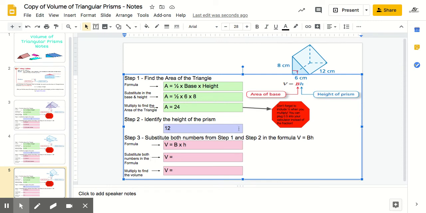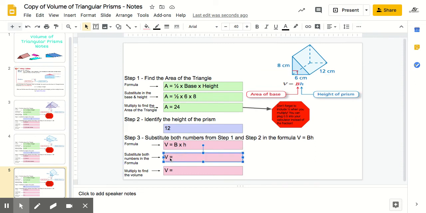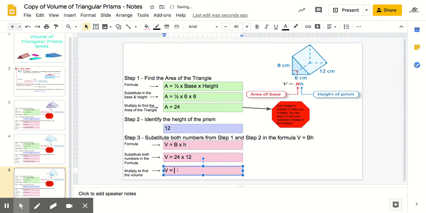Okay, now we come to step 3. Simply plug in both of the numbers we got in step 1 and step 2 into this formula. Volume equals base, the area of the base, times the height. So the area of my base, which was the area of my triangle, is 24. I'm going to bring down my multiplication sign. My h, or the height of the prism, was equal to 12. So I'm going to plug in 12 instead of writing h again. Now, in order to find the volume of this triangular prism, I simply need to multiply 24 times 12. And when I do that, I get 288. So the volume of this triangular prism is 288 cubic centimeters.